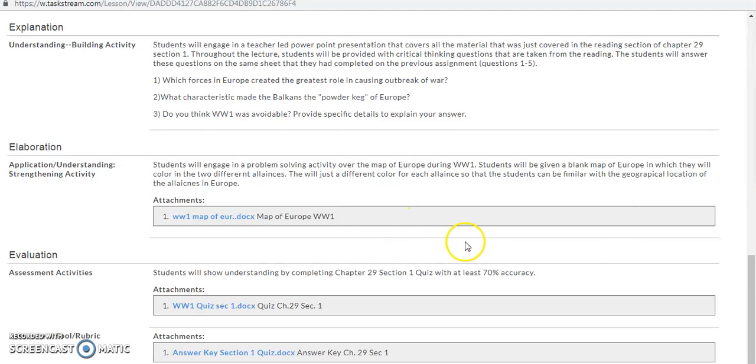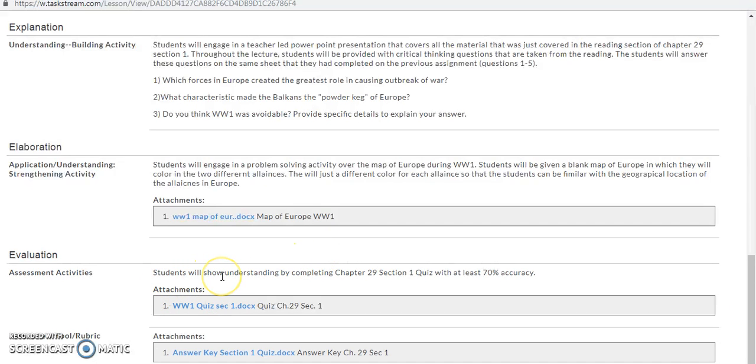And of course that will be turned in. Main thing is seeing that geographical location. Once they get the color coordination, red could be the Central Powers, blue can be the Triple Entente. That way they can see exactly which side's fighting which, and they can see the landscape, what they're dealing with.